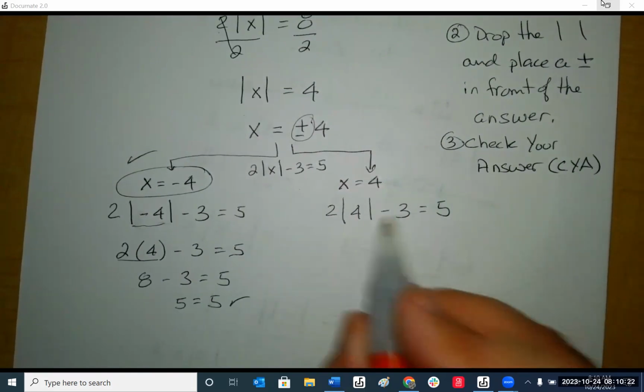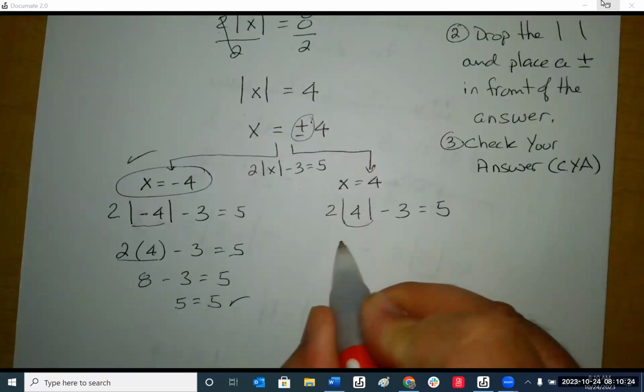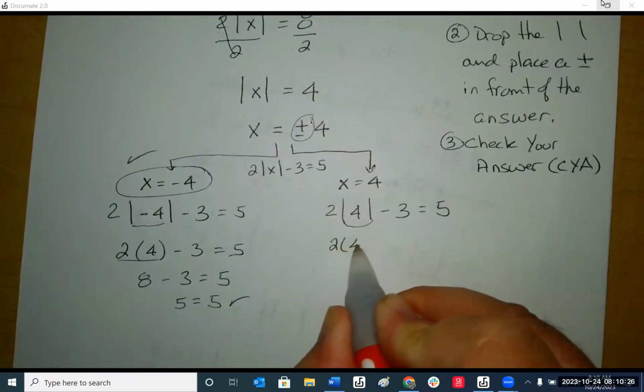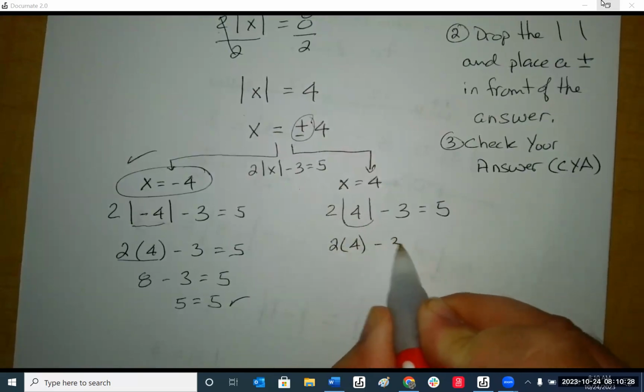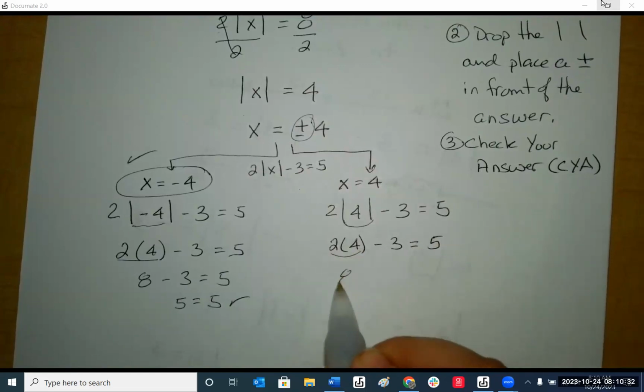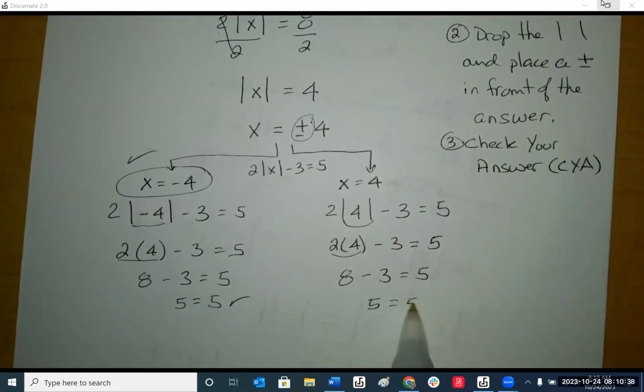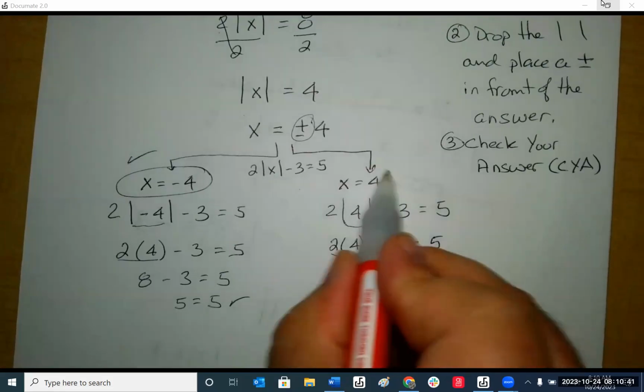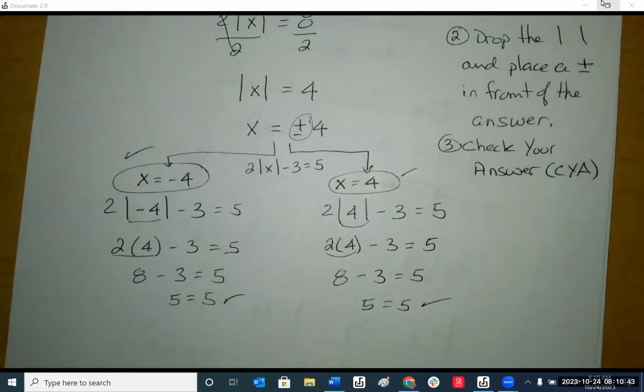On the other side, the absolute value of 4 is 4. 2 times 4 is 8. 8 minus 3 is 5. That works. So they're both good answers.